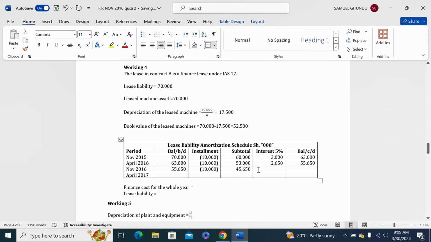The 5% on 45,650,000 is how much? It is 2,282,500, and therefore the balance carried down is now this plus this. You're getting 47,932,500.